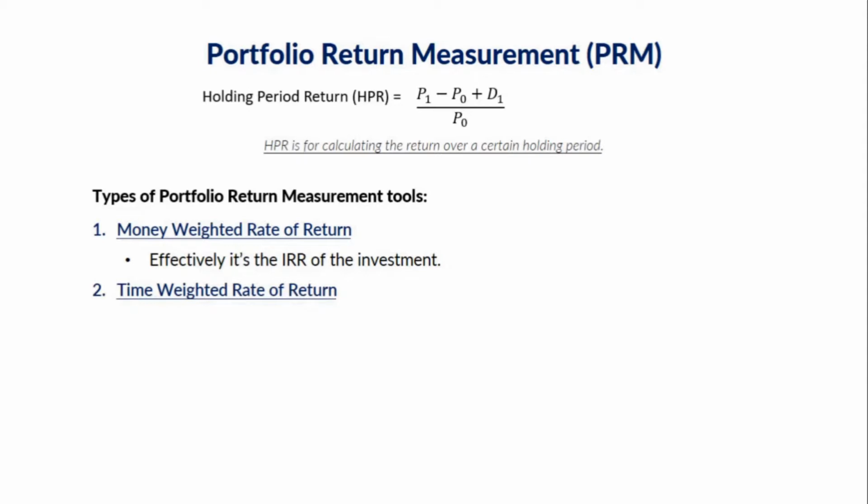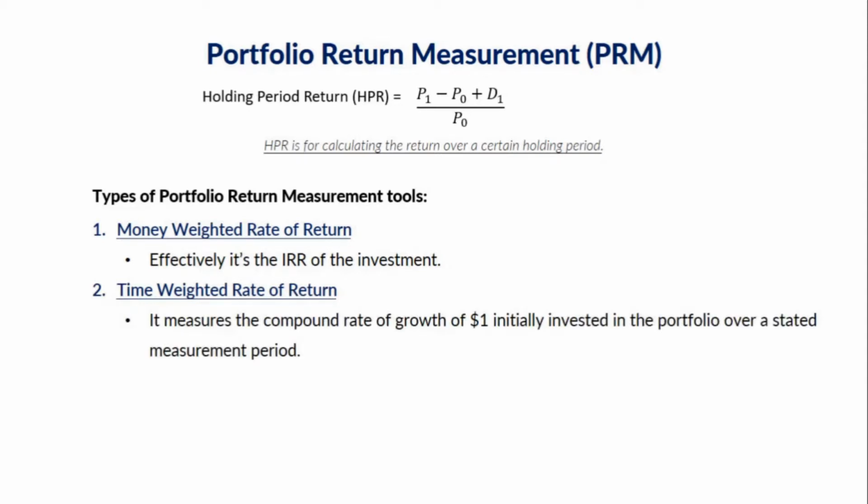The time-weighted rate of return measures the compound rate of growth of $1 initially invested in the portfolio over a stated measurement period. Let's learn the steps and understand this time-weighted rate of return using an example.